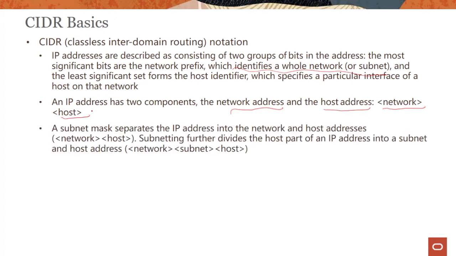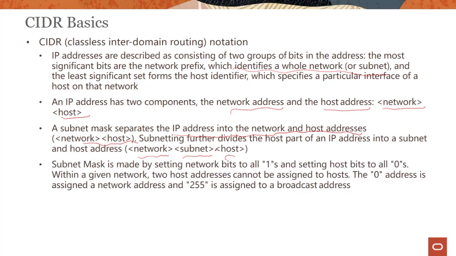Now, there is this concept called a subnet mask, also sometimes called a net mask. What does that mean? A subnet mask separates the IP address into the network and host addresses. The whole idea of network and host is done using the subnet mask. And you don't just have to stop here. Subnetting further divides the host part of an IP address into a subnet and host address. Taking this concept further, earlier we just had network and host, but you could also have a subnet, because in reality, sometimes you need a bigger network and you need to subdivide it into smaller networks to give to your customers.